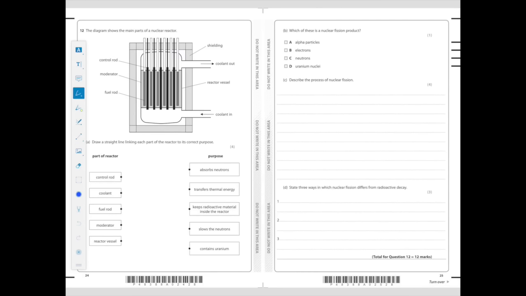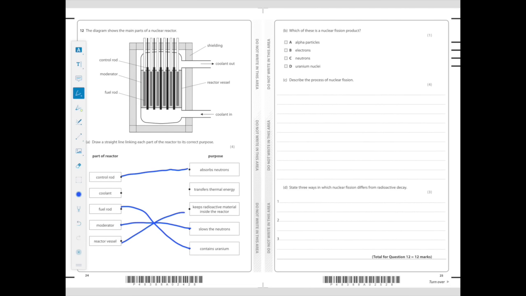Anyway, draw a straight line linking each part of the reactor to its correct purpose. So I've already accidentally said what the control rod does, which is that it absorbs neutrons. I'm going to go to fuel rod because that's the next easiest one to answer. Remember that contains uranium. The moderator, I said, decreases kinetic energy, which is the same as slowing them. The reactor vessel keeps radioactive material inside the reactor.